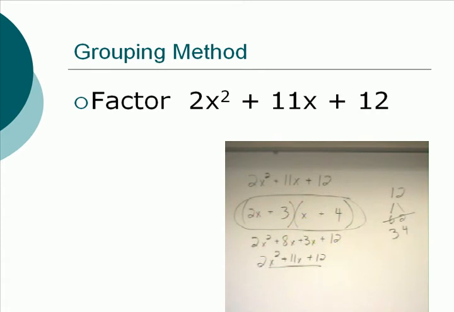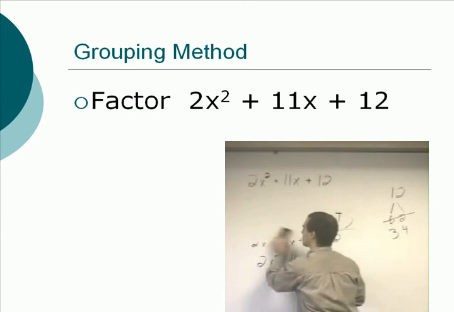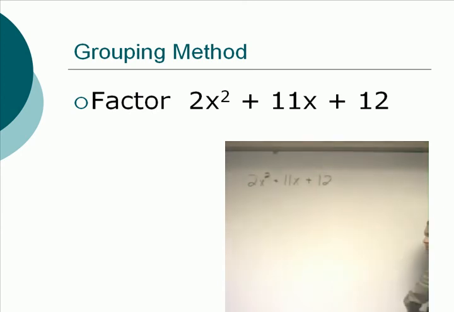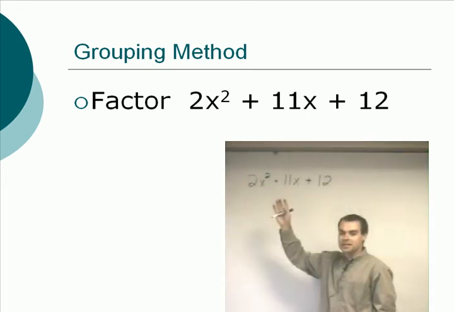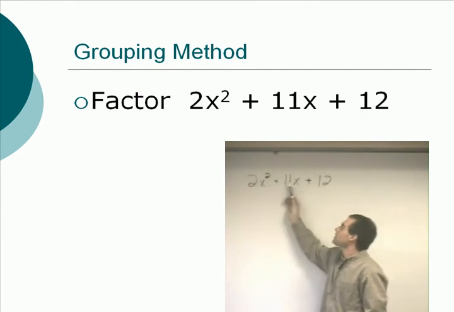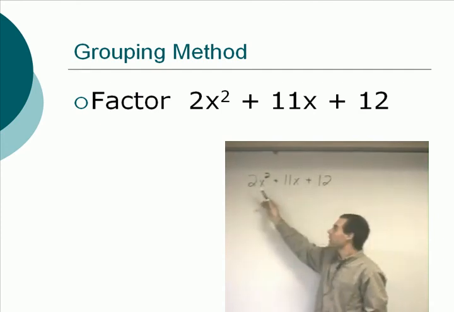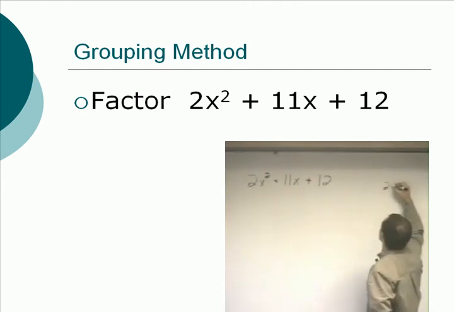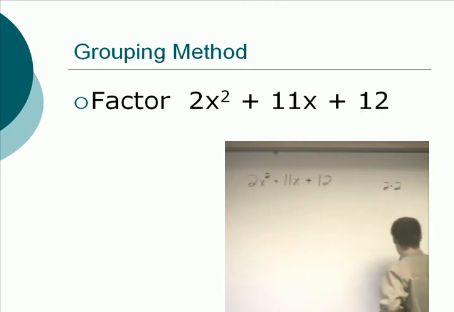Here's the grouping method. We're going to answer the exact same question, but this time we're going to use the grouping method. This is very systematic. There's a few steps, but there's no guesswork. It'll work every time. Here's what you do. You multiply. It's often called AC factoring because the coefficients are often called the A, B, and C coefficient. You multiply the first and last coefficient together. That's your first step. 2 times 12.